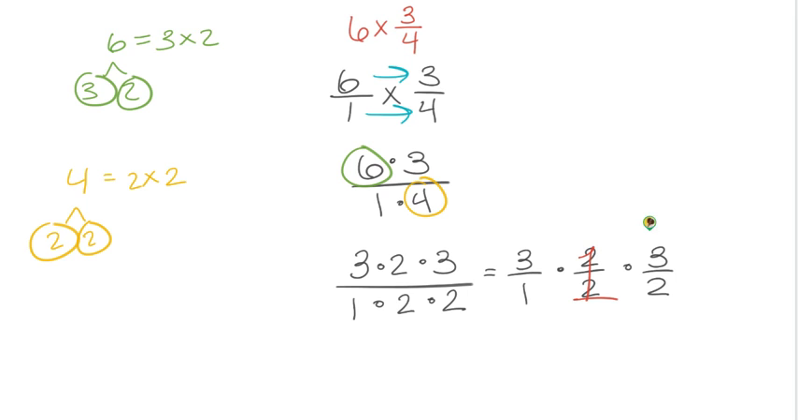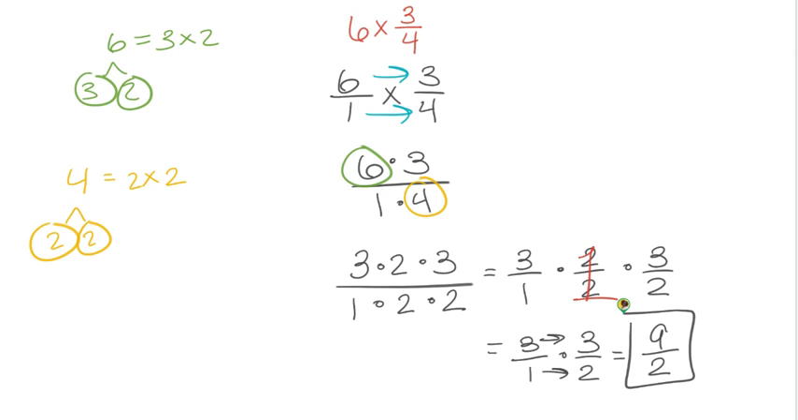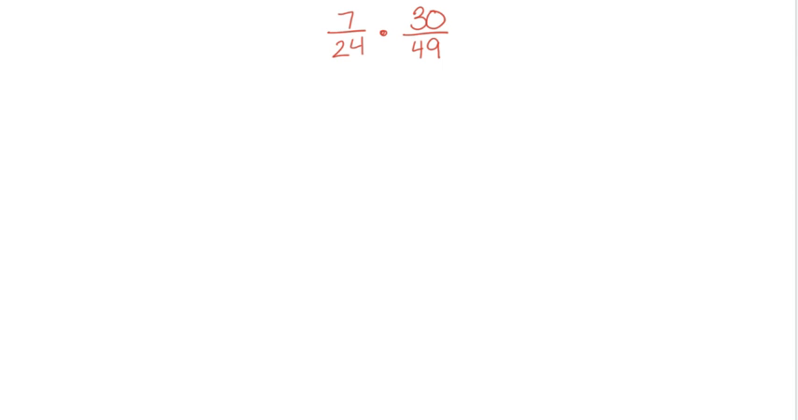So now that we've created that 1 pair, we can kind of ignore it because, again, it doesn't add any value. We have 3 over 1 times 3 over 2. And again, multiplying our numerators and denominators straight across, we have 9 halves as our final answer in reduced form. And the reason that this is in reduced form is because we did our prime factor tree to find the common prime factors.